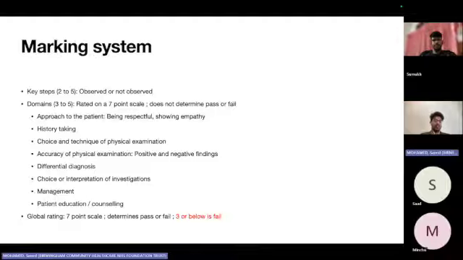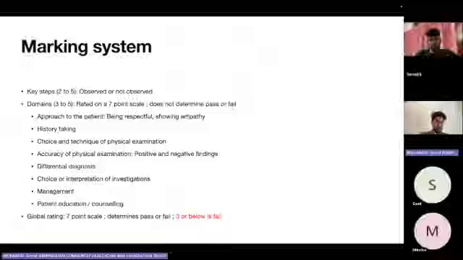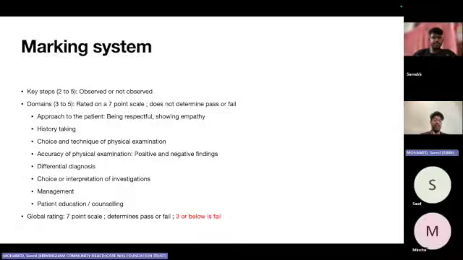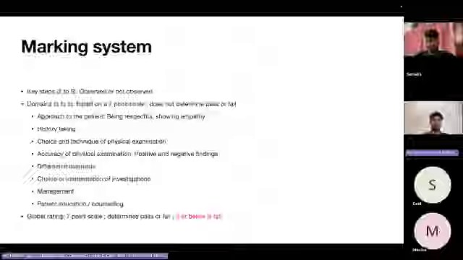The next domain is differential diagnosis. This is where you're thinking about all the possible diagnoses that can come up. And then you've got choice or interpretation of investigations. In some of the stations you'll be given an opportunity to tell what investigations you would like to further evaluate a particular case, and this is the domain that tests you on those things. Then you've got management, and you've got patient education and counseling. How many domains is that? One, two, three, four, five, six, seven, eight. Around 8 domains that you could be tested on. Out of these 8 domains, you'll have around 3 to 5 in a particular station.